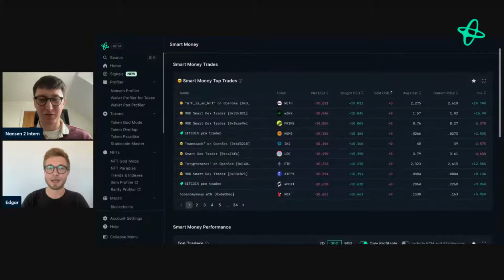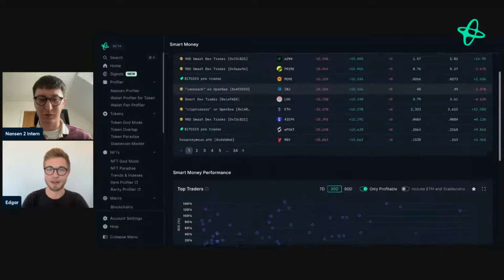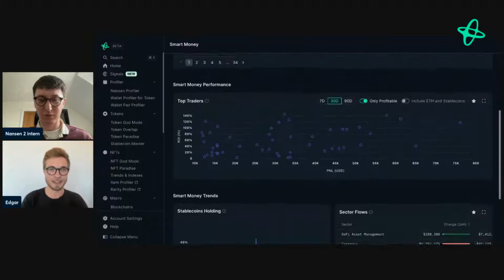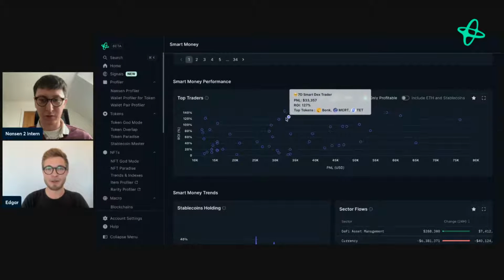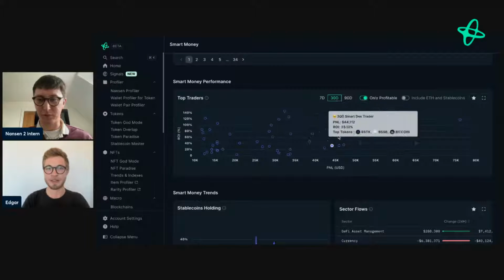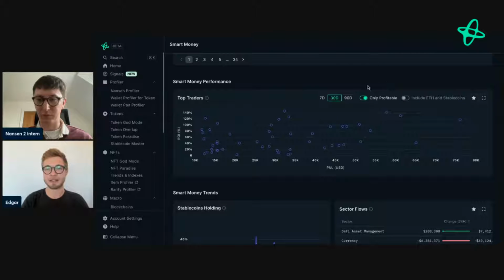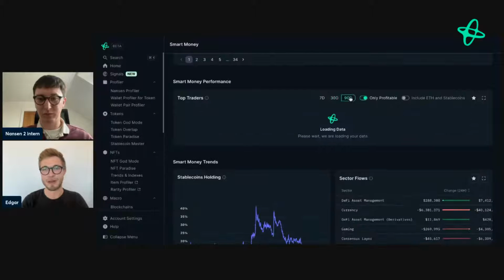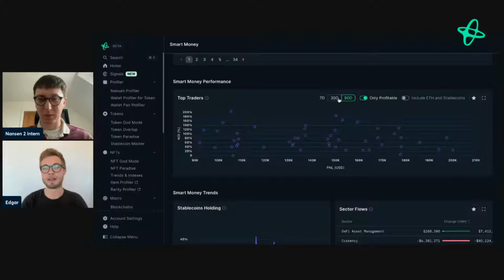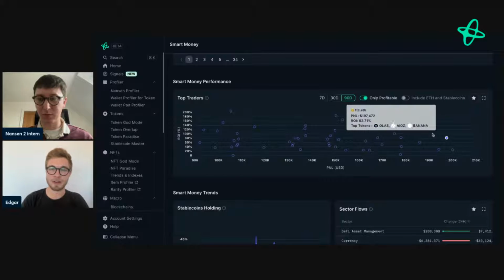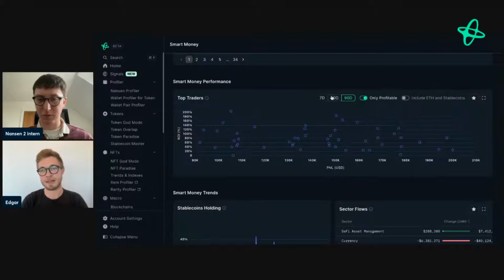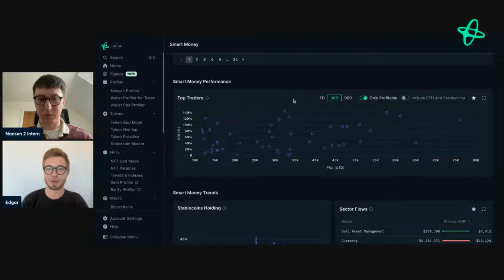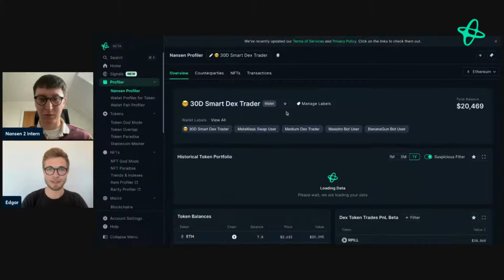Yeah, and then from here we can directly see the top individual trades on single tokens that wallets have made. Coming down, we have smart money performance, so top traders, which we can see from a 7-day, 30-day, and 90-day perspective, where the top wallets are plotted on return on investment and their absolute P&L. You can also see a quick overview of which tokens they've been trading.